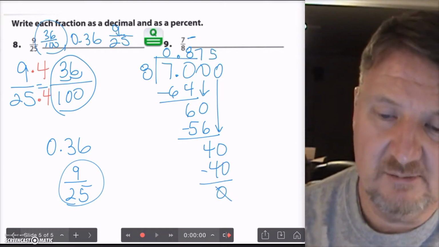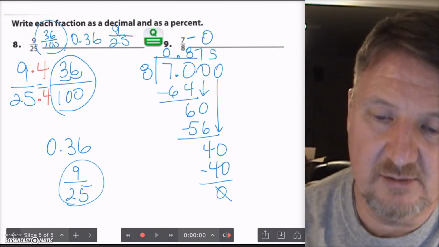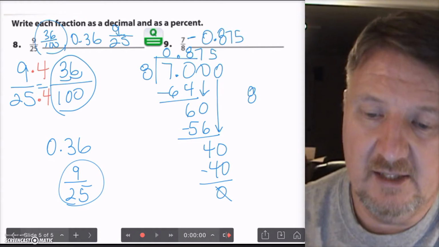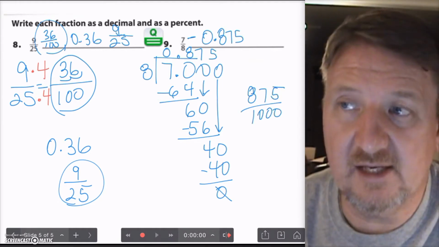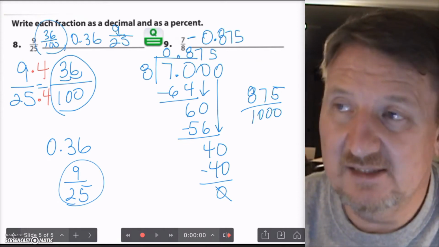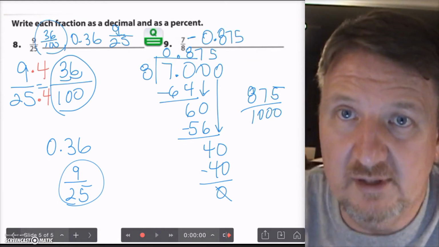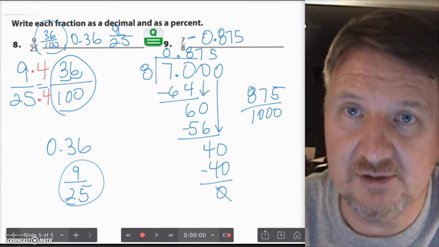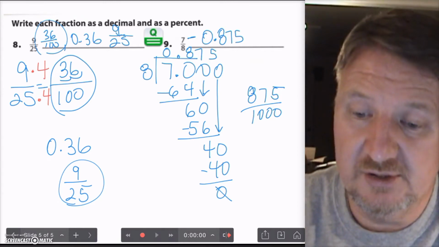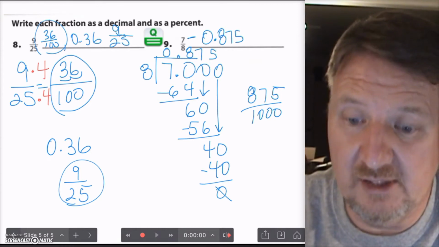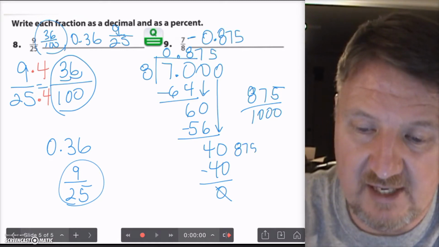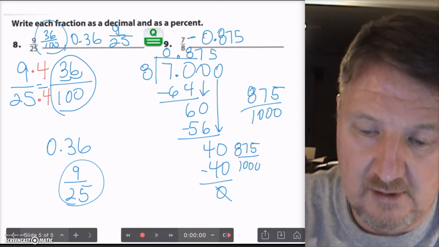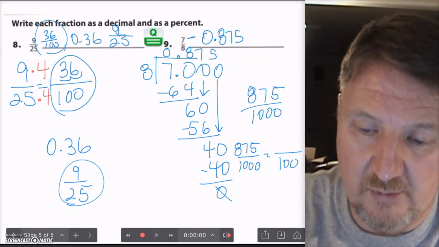Okay, so my decimal equivalent of 7/8 is 0.875, or 875 thousandths. That's how you read that decimal. So I can easily turn it into a fraction because I know what the denominator is just by the name of the decimal. So to turn this into a fraction that'll help me get a percent, I have to get it over 100. So 875 thousandths is equal to some number over 100.